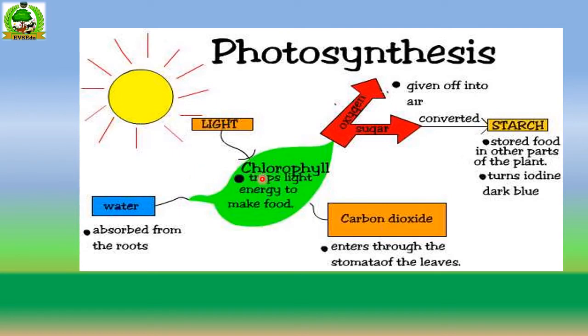That chlorophyll traps the light energy and the water which the plant absorbs from its roots, and in this reaction oxygen gets released into the air, and the sugar which gets produced in this mechanism gets converted into starch, and this starch gets stored as food in the other parts of the plant. And carbon dioxide enters into the stomata of the leaf while the chlorophyll is present, and all this reaction is known as photosynthesis.